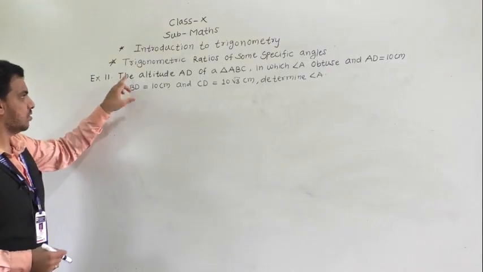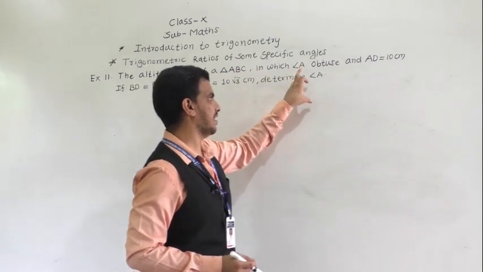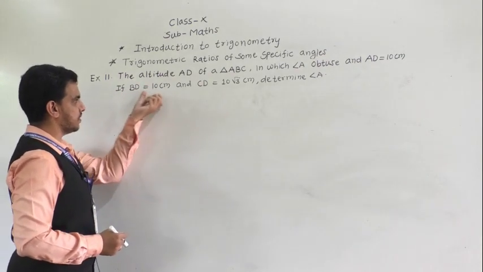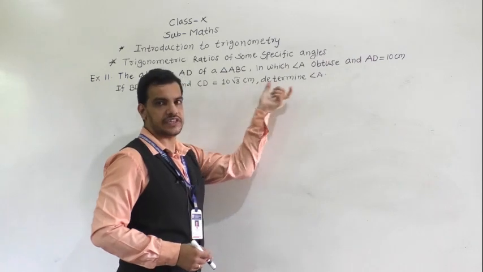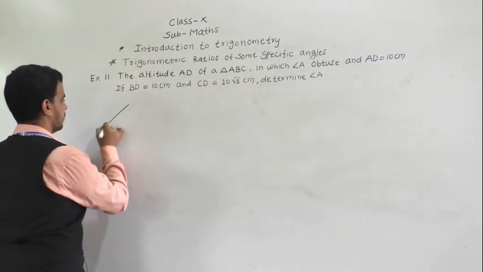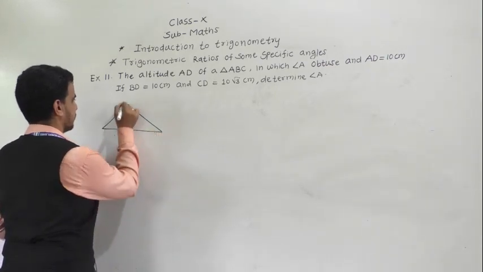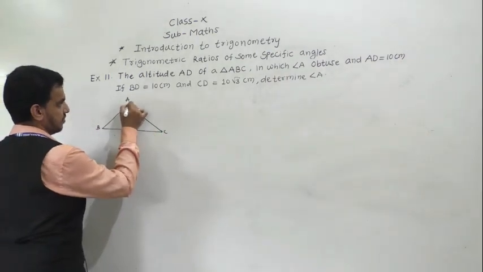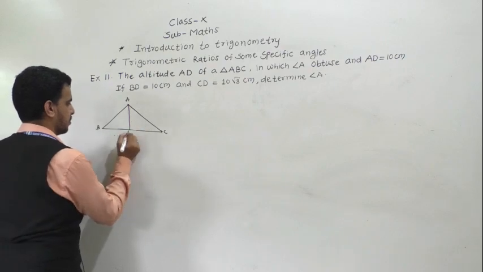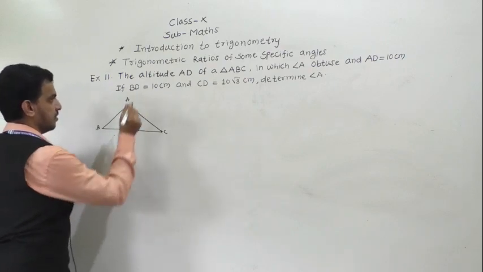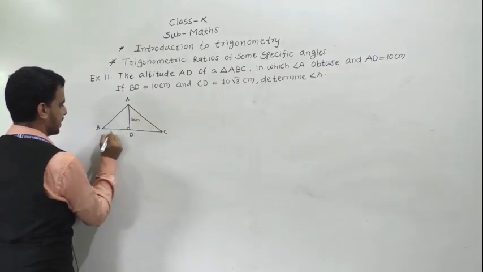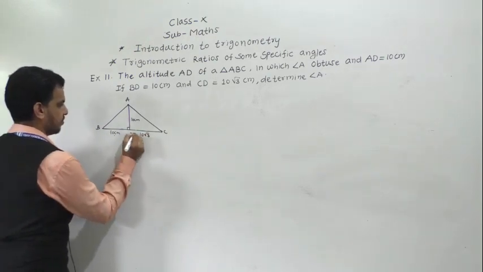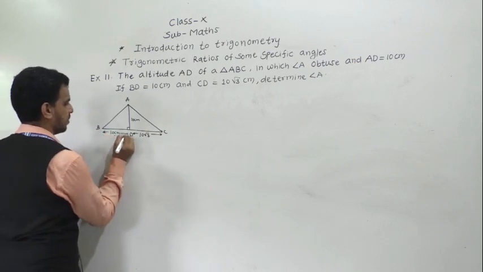The next example: the altitude AD of a triangle ABC in which angle A is obtuse, and AD is equal to 10 centimeters. If BD is 10 and CD is 10√3 centimeters, determine angle A. So what is given? ABC is a triangle where angle A is obtuse and AD is an altitude of triangle ABC. Given AD is 10 centimeters, BD is 10 centimeters and CD is 10√3 centimeters. We have to determine angle A.